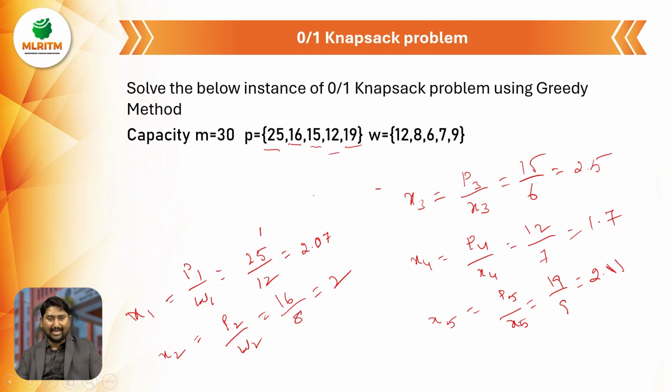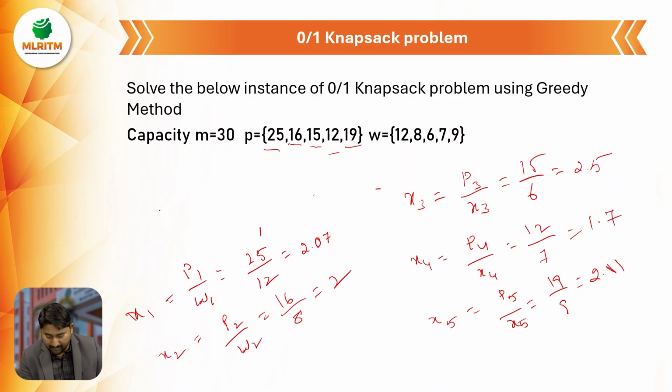Like so, you calculate the profit by weight value. These values you arrange in descending order. First one is X1 is 2.07. Second one is X2 is 2.2. X3 is 2.5. X4 is 1.7. X5 is equal to 2.1.